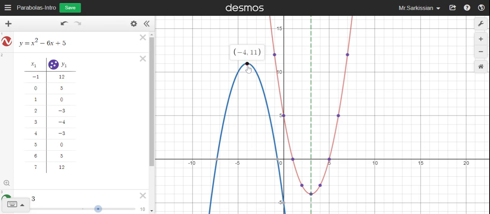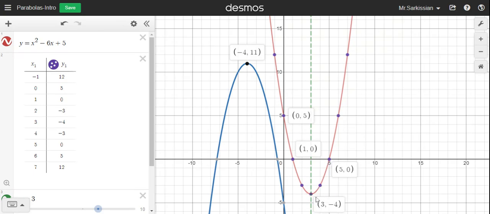We mentioned the y-intercept, the point where the graph intersects the y-axis. We mentioned the x-intercepts, also known as the zeros of the relation. Those are the points where the graph intersects the x-axis. We talked about the vertex. We said that is the lowest point or sometimes the highest point.